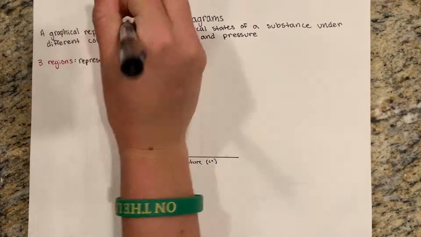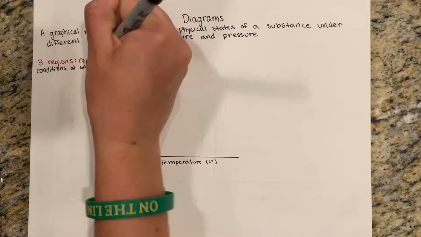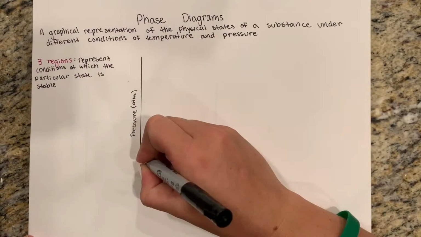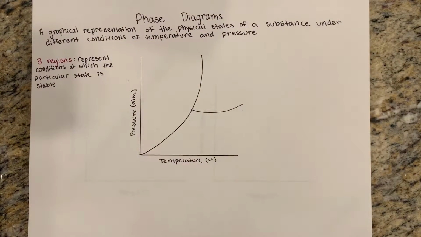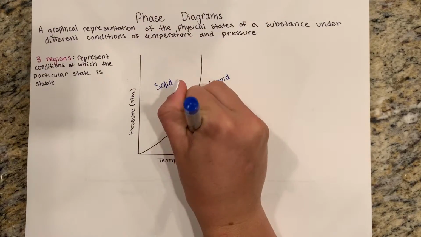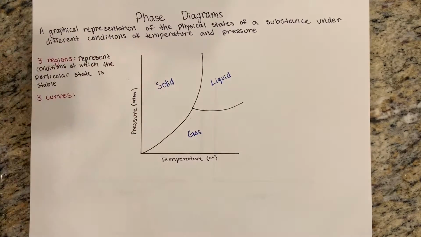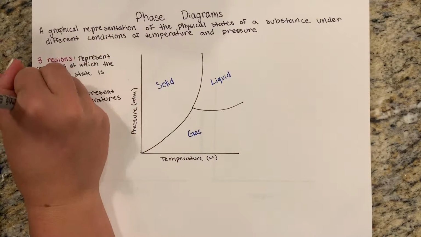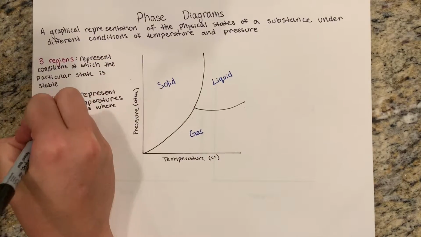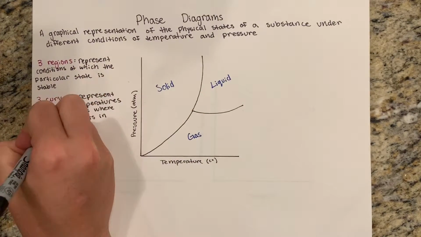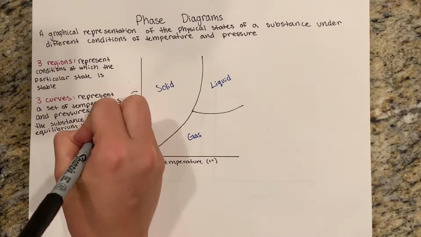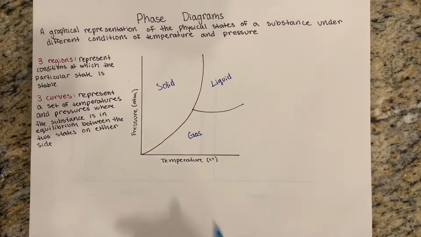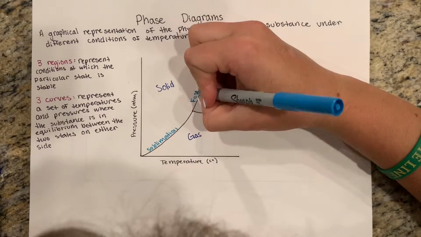First, you have the three regions. These regions represent conditions where that particular state is stable, these states being solid, liquid, and gas. These states are divided by the three curves. Each of the lines in the diagram represents a set of temperatures and pressures where the substance is in equilibrium between the two states on either side. These curves are known as the fusion curve, the sublimation curve, and the vaporization curve.